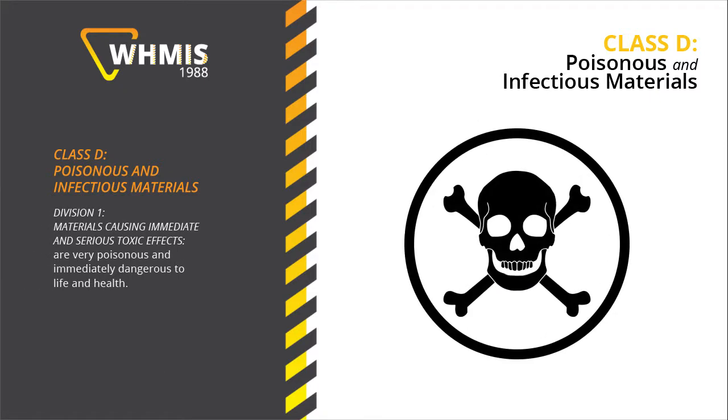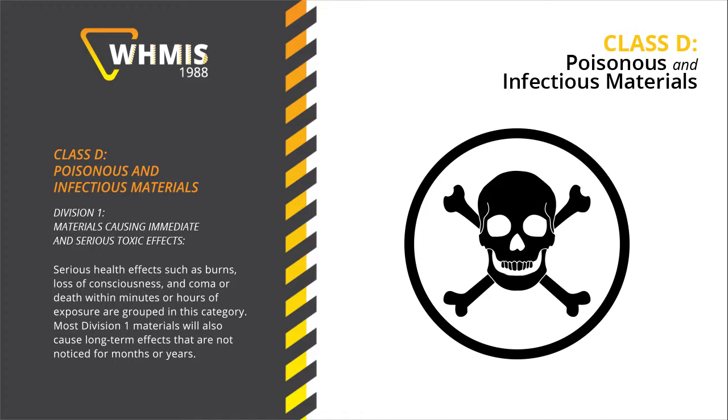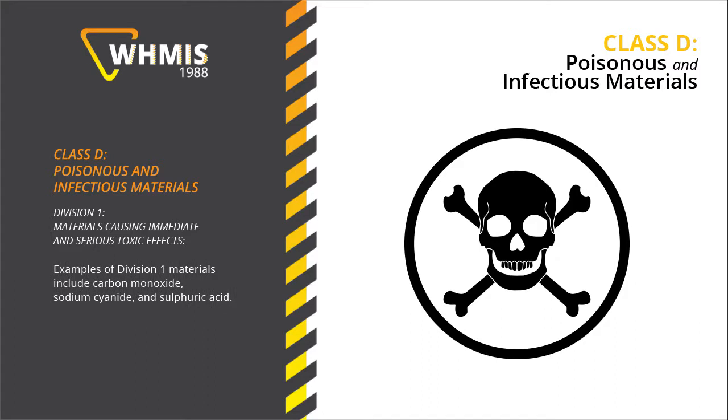Division 1, materials causing immediate and serious toxic effects, are very poisonous and immediately dangerous to life and health. The hazard symbol for Division 1 is a skull and crossed bones inside a circle. Serious health effects such as burns, loss of consciousness, and coma or death within minutes or hours of exposure are grouped in this category. Most Division 1 materials will also cause long-term effects that are not noticed for months or years. Examples of Division 1 materials include carbon monoxide, sodium cyanide, and sulfuric acid.